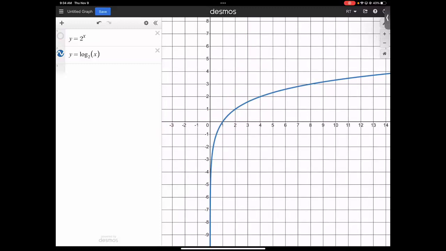0 to infinity, right? The domain of the log is the range of the exponential. So what's happening here at the y-axis? An asymptote, right? A vertical one. It approaches but never quite actually gets there.